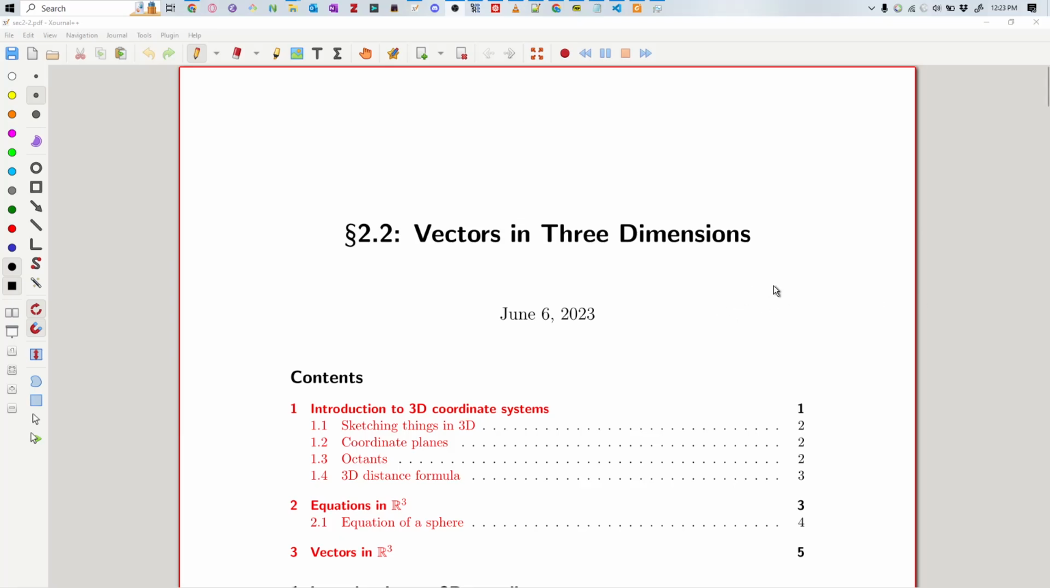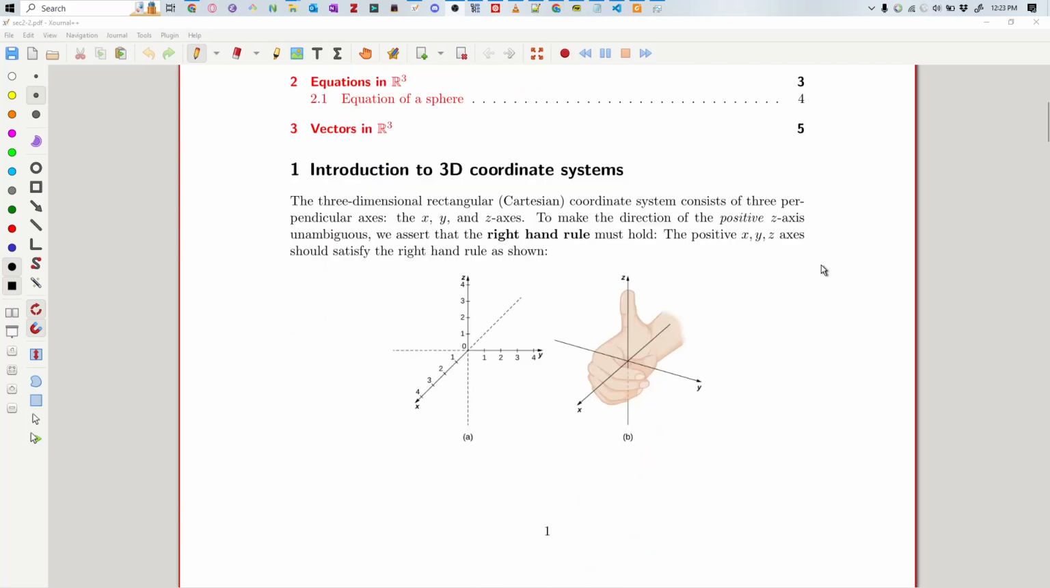In this lecture, we'll be talking about vectors in three-dimensional space. So, the coordinate system that we're going to be working with is called the rectangular or Cartesian coordinate system, and it consists of three perpendicular axes, the x, y, and z axes. One thing that's important about this is the orientation of these axes. So, it's ambiguous which direction z points in until we impose this additional condition called the right-hand rule.